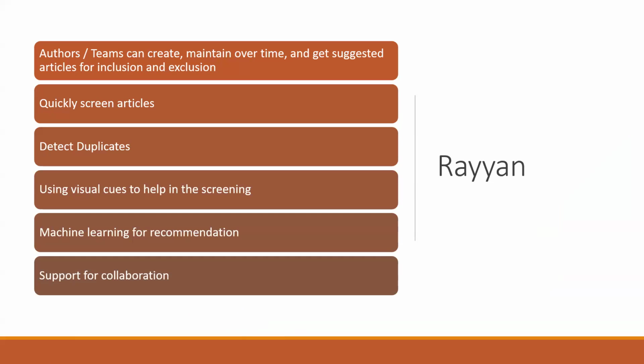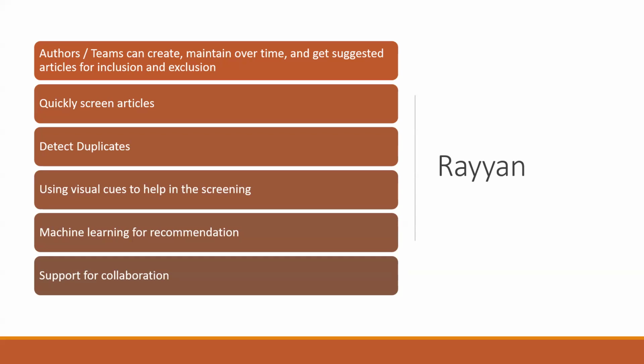Now, what can Rayyan help you with? Rayyan is a great place, especially for teams, that you and your team can create, maintain over time, and get suggested articles for inclusion and exclusion. It helps you to quickly screen articles. It's kind of like a citation manager, where you import your citations and it helps you screen those articles. It detects duplicates, which is really great. If you have multiples of the same article, you can get rid of them. It uses visual cues to help in the screening, and it uses machine learning, a bit of AI, to help with recommendations.